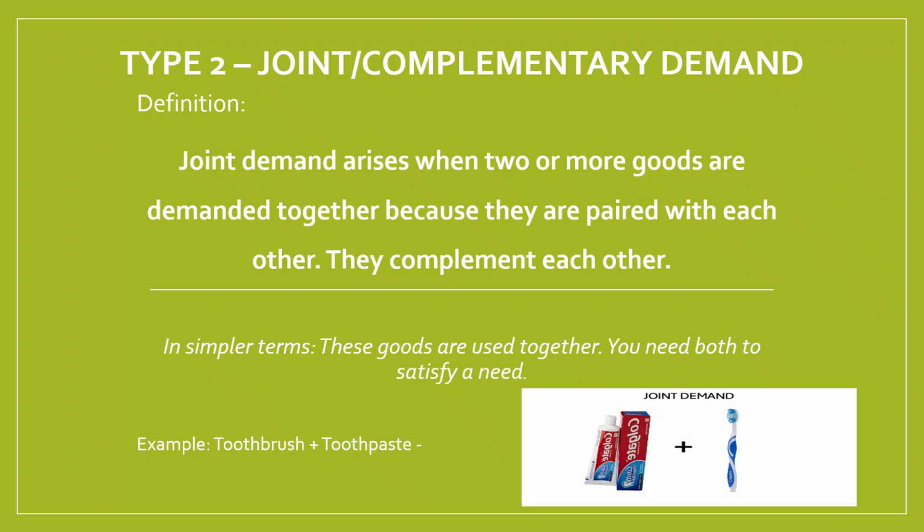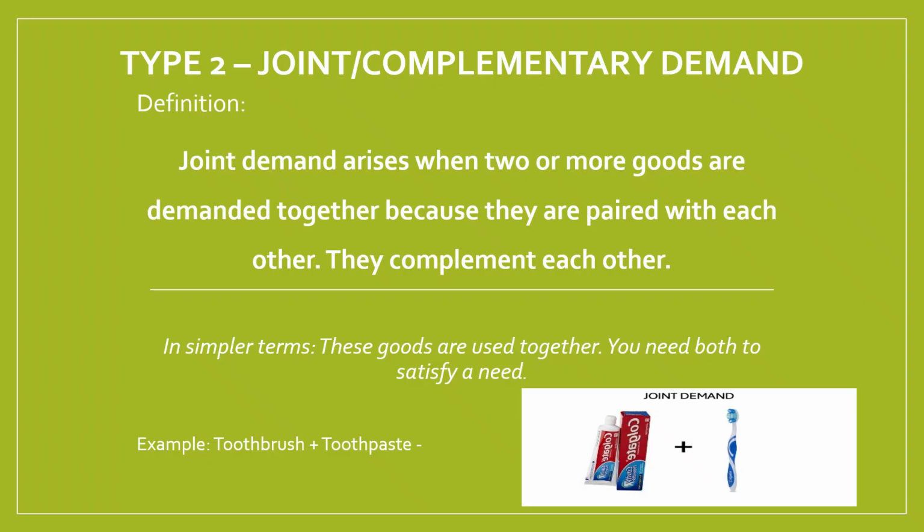Now let's explore the second type of demand, joint or complementary demand. What is it? Joint demand arises when two or more goods are demanded together because they are paired with each other. They complement each other. In simple terms, these goods are used together. We need both to satisfy a need.